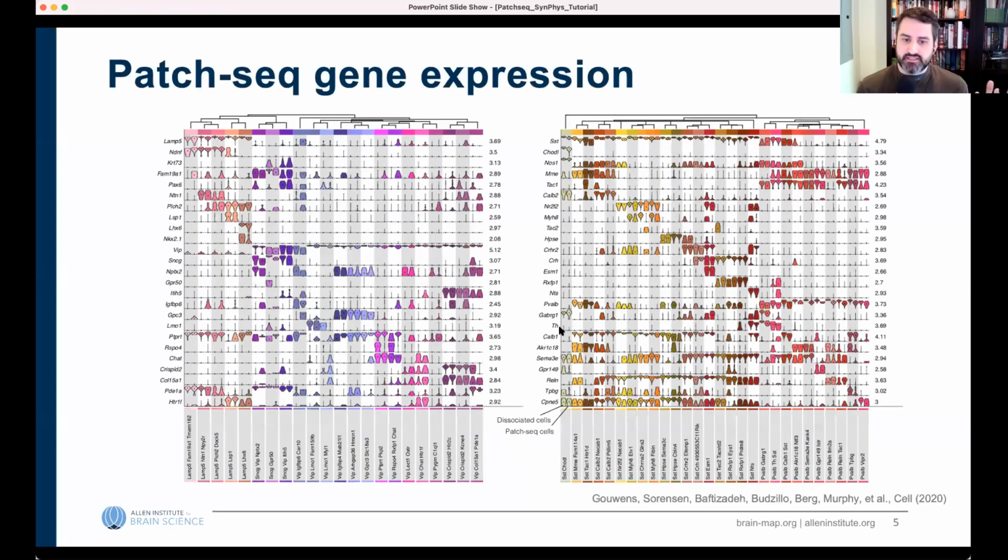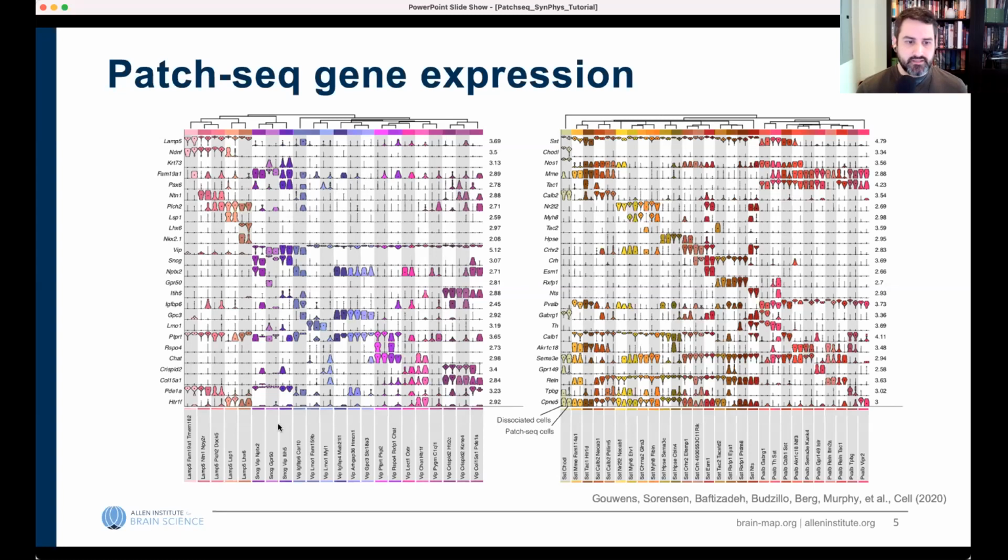So the first thing we want to do is just see what we can do with that transcriptomic information. This is not as high throughput as just dissociating tissue and getting all the cells, because you actually have to patch them. So we wanted to use the larger data set from the dissociated cells as a benchmark, and then use that to define the types, and then map our Patch-seq data to those types.